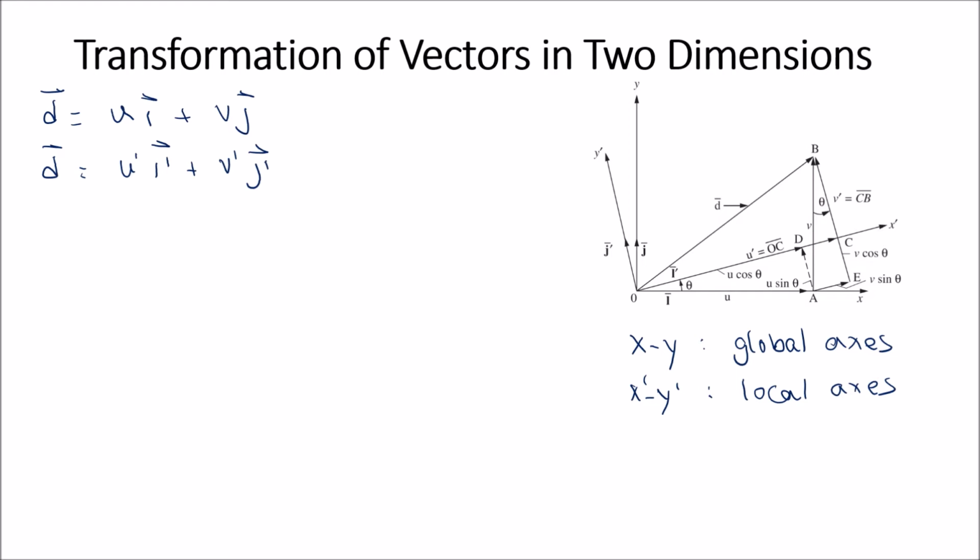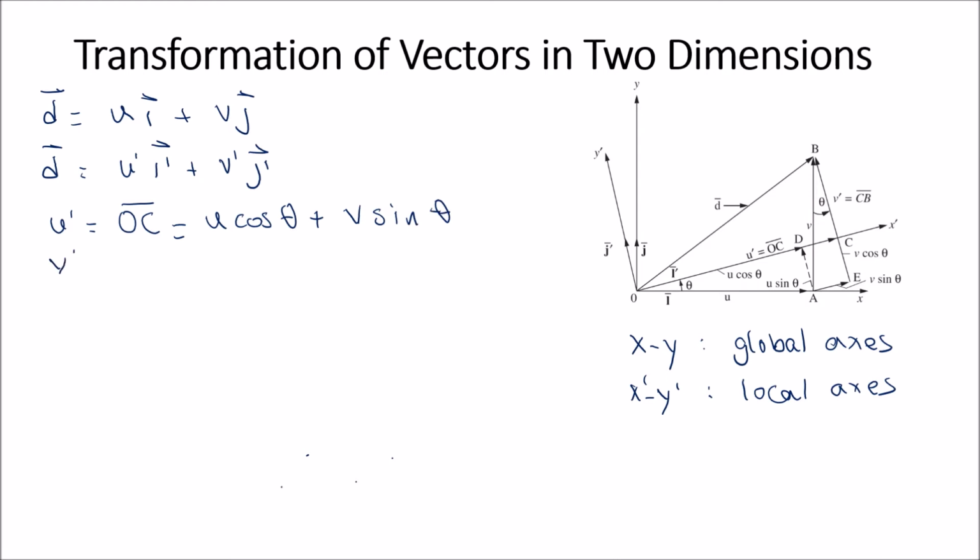Looking here at the geometry, we can say that this u prime is equal to, and when I'm looking at u prime, I'm looking at the distance O to C. So I can say that this is OC, and this is equal to the first portion, which would be u cosine theta, so from here to here, and then I have a second component which is v sine theta. So I can write it here as u cosine theta plus v sine theta.